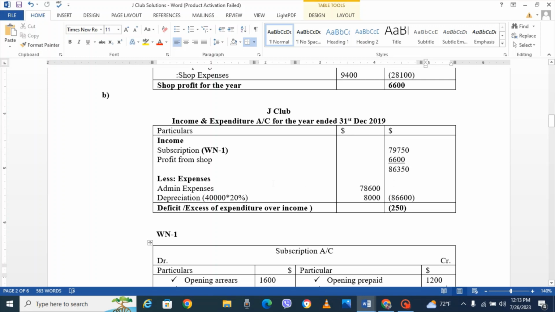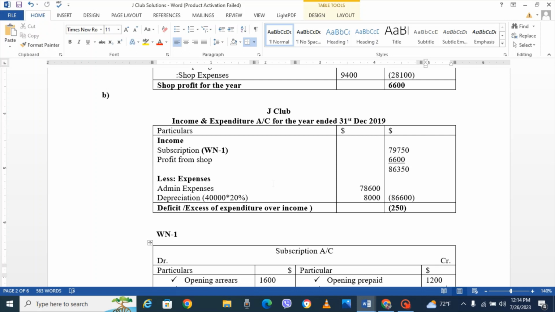Now we have to deduct all the club related expenses. That is, we have admin expenses here, amounting to $70,600. And let's go through the question's adjustments. There is also the information given for depreciation. So depreciation on club equipment is to be 20% per annum using the straight line method.